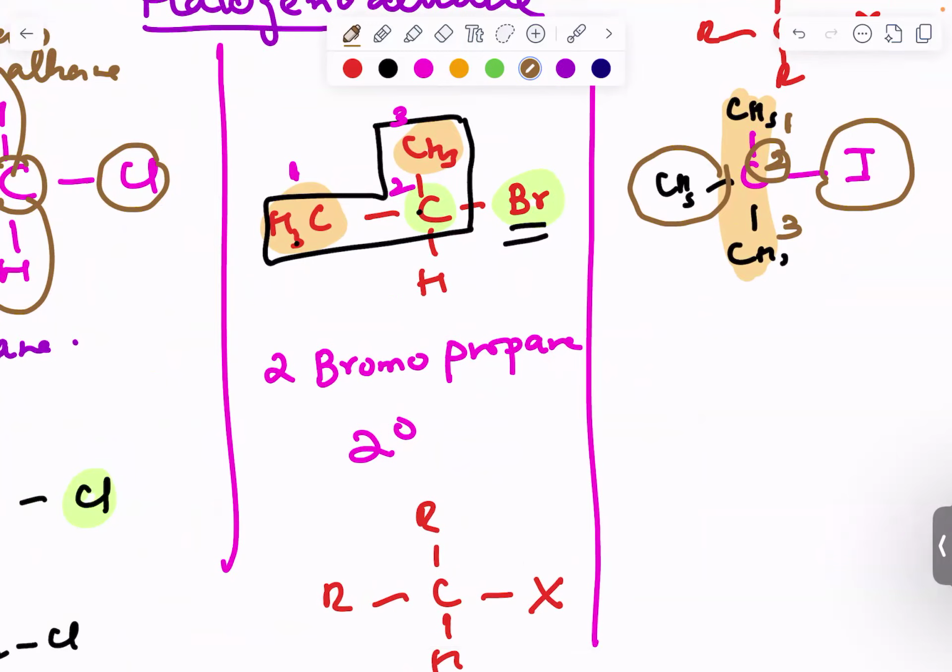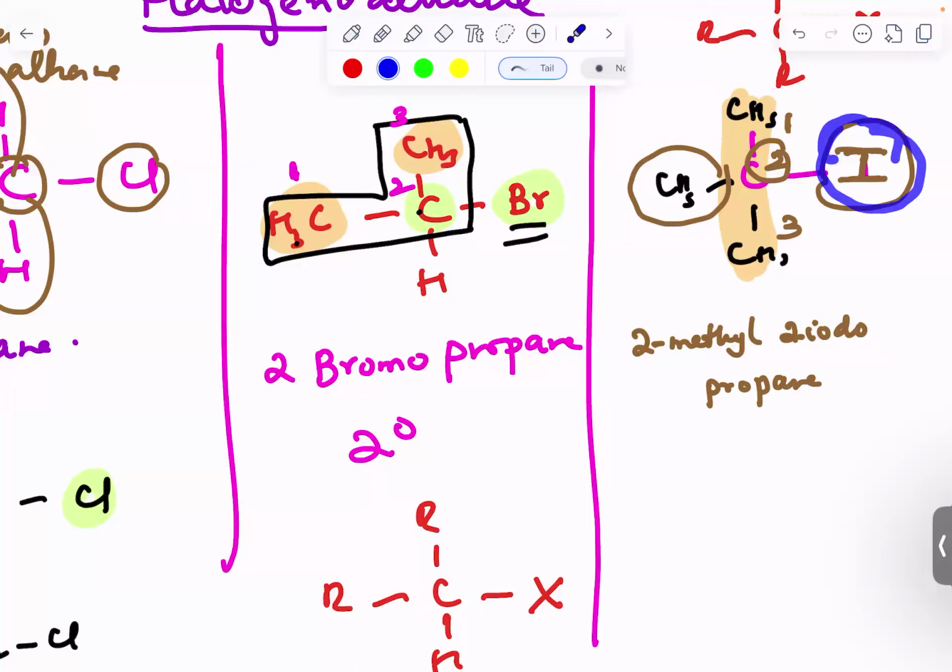Would it be 2-methyl iodopropane? 2 methyl, 2 iodo, right? 2-methyl, 2-iodopropane. You need to tell about the position of the iodine group, yeah? So it's on the second carbon atom. So 2-methyl, 2-iodopropane. Does it make sense, Peter? Yeah.